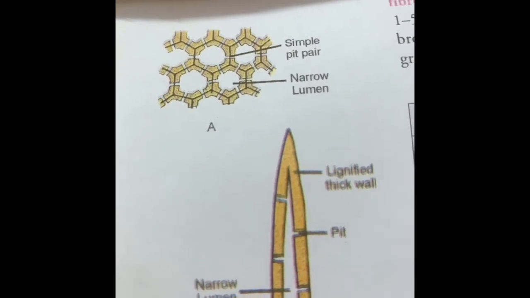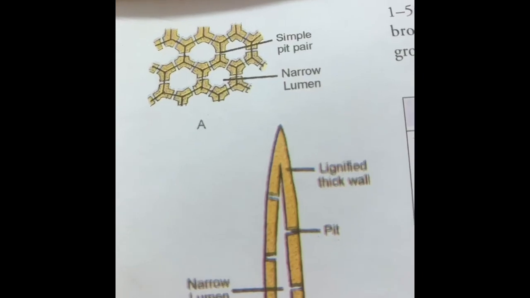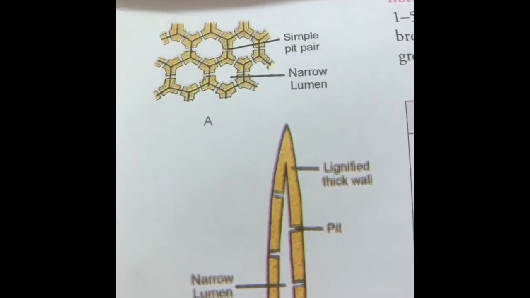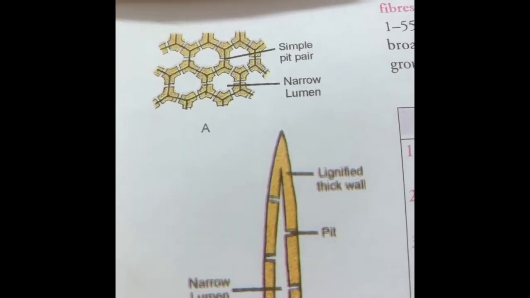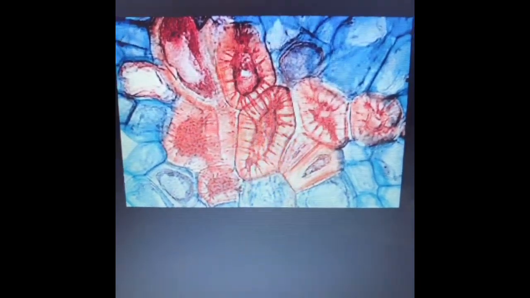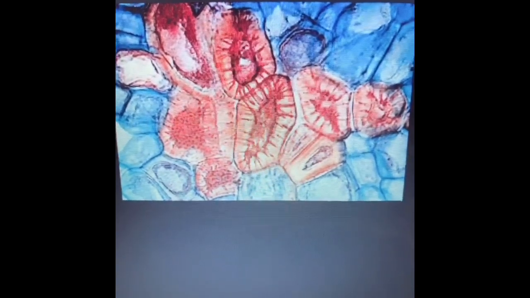What are these fibers made up of? These are the cells where the lignin has got deposited, and they are acting as the support of the plant. They are giving protection, they are giving support to the plant. This is how the sclerenchyma looks under the microscope of a well-prepared slide.